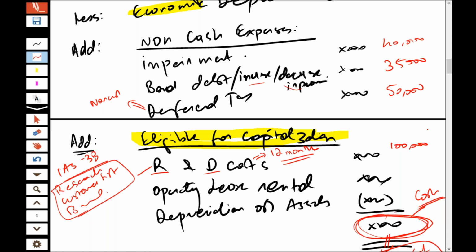Okay, let's move a bit forward and discuss further. The next thing is basically operating lease rentals. Now, what exactly do you mean by operating lease rentals? Let's try to have a discussion and see this.